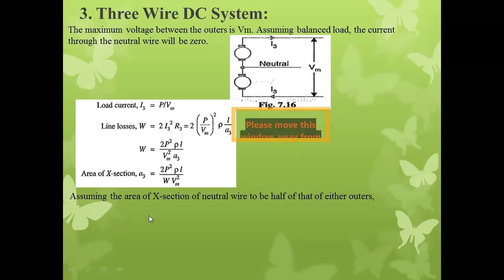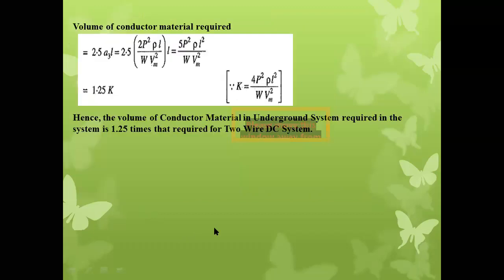Next, the volume of conductor material required is 1.25 into K, similar to that of the overhead system. Hence, the volume of conductor material required in the underground system is 1.25 times that required for the 2-wire DC system. Same formulas are there.